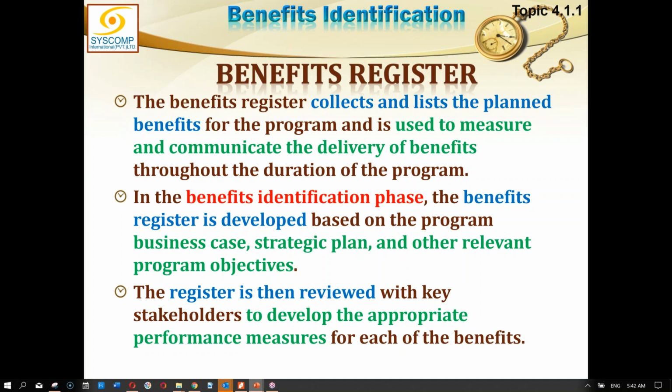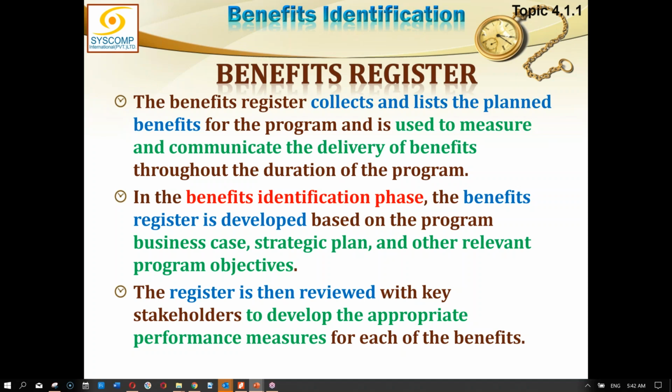In the benefit identification phase, the benefit register is developed naturally. This is the first time that benefit register comes into being, and it is based on the program business case naturally, and strategic plan, and the other relevant program objectives. So the benefit register is because of these documents. If those documents, business case, strategic plan, other relevant program objectives were not there, then this benefit register would not have been created. Benefit identification phase would not have been initiated. So therefore, it is all dependent on those documents.